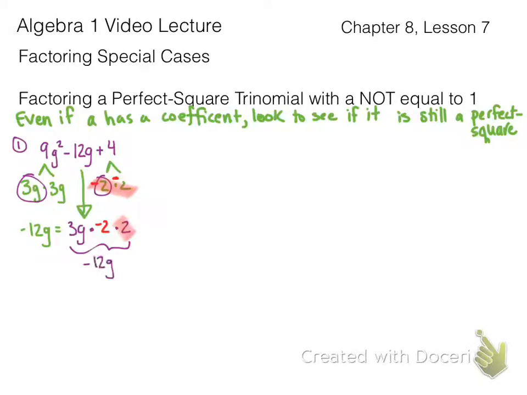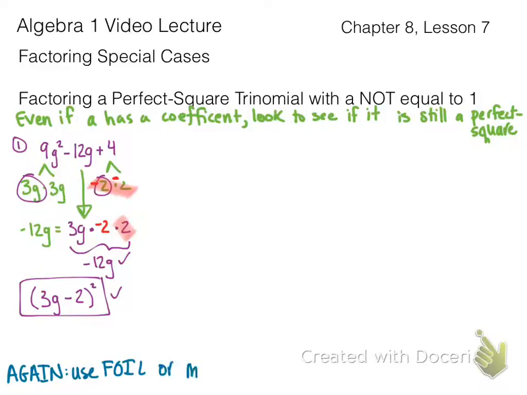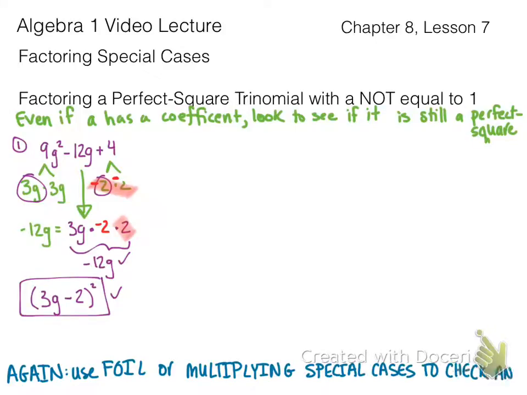So that's why you have to keep track of this. The negative 12g works, so it's going to be the first term plus negative 2, the second term, and it's just going to be squared because it's a perfect square trinomial. And again, check with FOIL or multiplying special cases to make sure that your answer is correct.